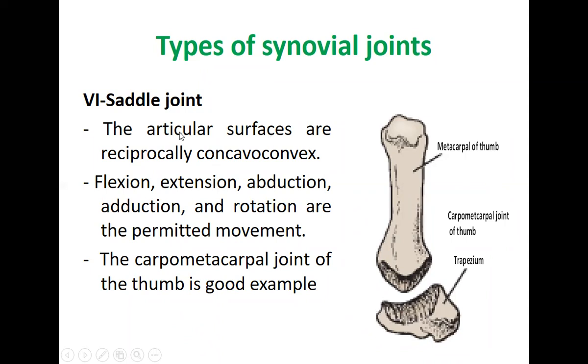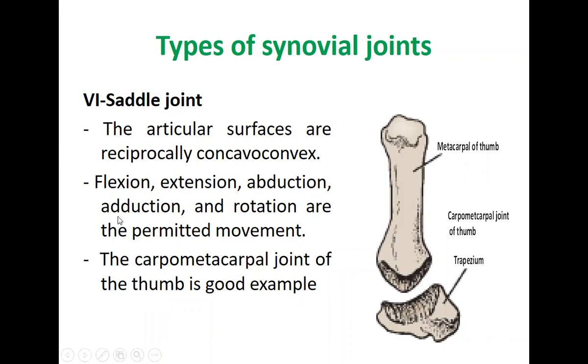The articular surfaces are reciprocally concavo-convex. The two articular surfaces will be both convex and concave, depending on the type of bone. So what movements take place here? Flexion, extension, abduction, adduction, and rotation are permitted. Here there are 6 movements: flexion, extension, abduction, adduction, as well as rotation. Rotation can be medial and lateral rotation.